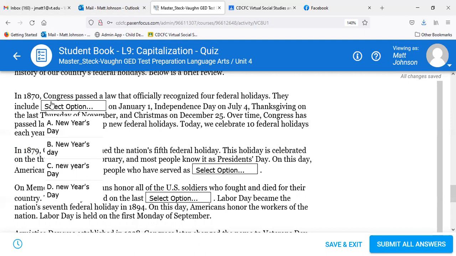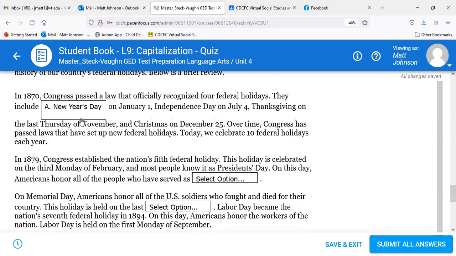Which one do we want to select here? A. A, New Year's Day. So that's correct, right? Just like all the holidays, New Year's Day as a specific holiday will be capitalized.